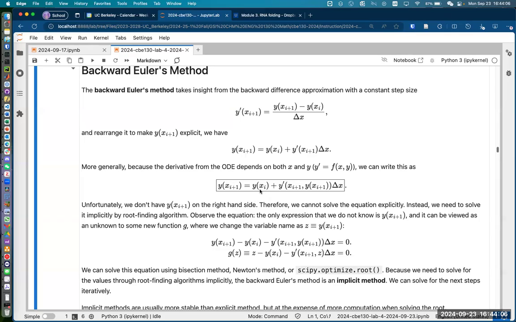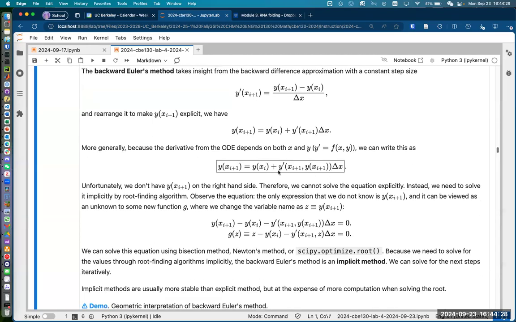But if we look at individual components, we know the initial condition, we know the step size, we know the independent variable. However, we do not know the original function evaluated at the next time step. So this is an unknown. We have an unknown on the right-hand side, so we cannot evaluate this explicitly. But we know everything else except for y of x i plus 1, and we have it on both the left-hand side and the right-hand side.